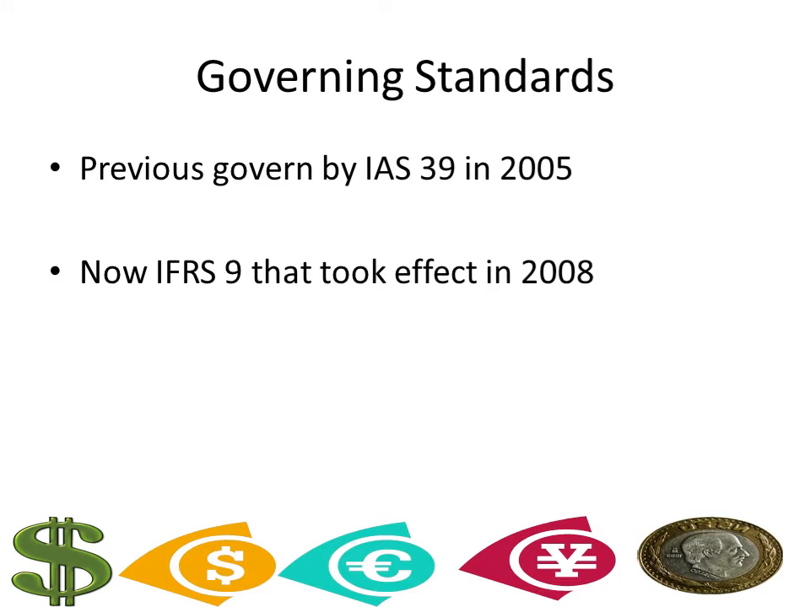So the governing standard for receivables: previously it was governed by IAS 39 in 2005. However, nowadays, since IFRS 9 took effect in 2008, it is now governed by IFRS 9, which is the financial instrument standard. Because if you would see, accounts receivable would have the same characteristics as a financial instrument. We would have other slides or another video for that one.